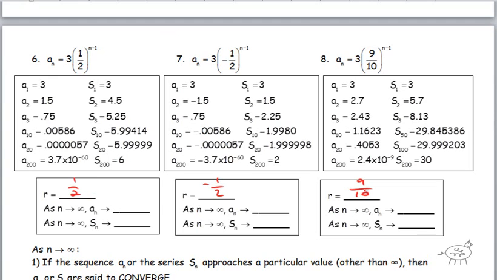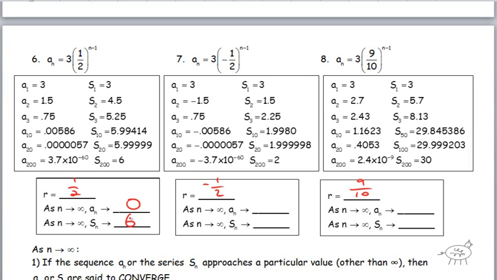Okay, so again, just investigating it. What happens as n goes to infinity? Well, 3, 1.5, 0.75, and so on. a sub 200 is 3.7 times 10 to the negative 60. That means it's point, and then 59 zeros, 37, right? It's a really, really small number. So it's approaching 0. And what is the sum approaching? Well, 3, 4.5, 5.25, 5.99, 5.99999. S of 200 is 6, so it actually is approaching 6.